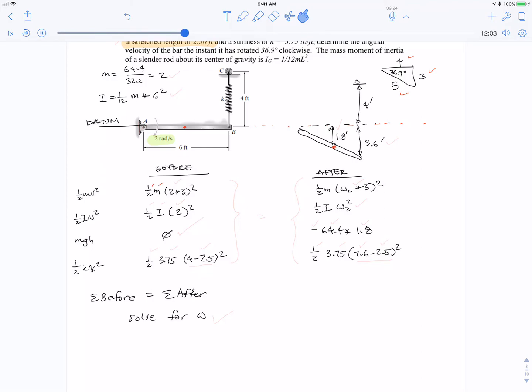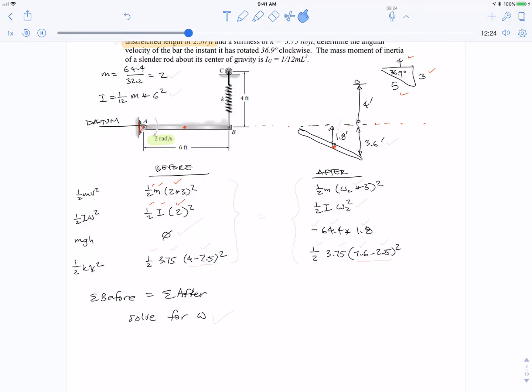So again, that little trick, you look for the little pins. There's a pin there at A for sure, so B is definitely spinning around A. The distance from A to the center of gravity is 3 feet, 2 radians per second, so the velocity is 2 times 3, and squared. Then 1/2 mv squared, and 1/2 I omega squared.